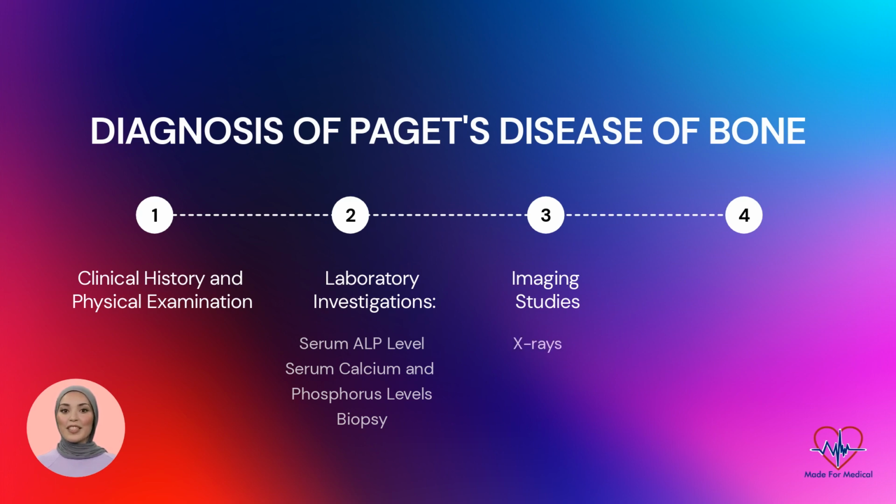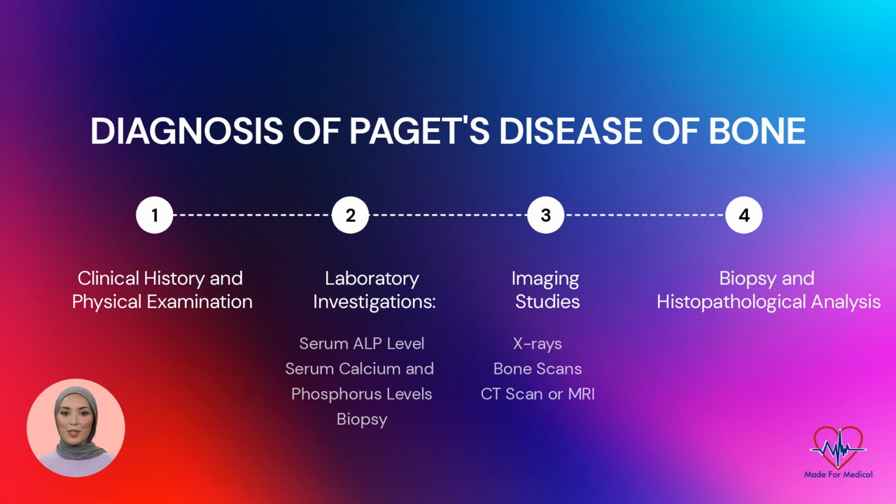X-rays. X-rays can reveal characteristic changes in bone structure, such as bone enlargement, cortical thickening, and areas of increased bone density or sclerosis. X-rays are particularly useful for detecting involvement of the skull, spine, pelvis, and long bones. Bone scans. Bone scans involve the injection of a small amount of radioactive material, which is taken up by the bones. Areas of increased bone activity, known as hot spots, can indicate active Paget's disease. CT scan or MRI. These imaging techniques may be used to provide more detailed images of affected bones or to evaluate specific areas of concern, such as the skull or spine.